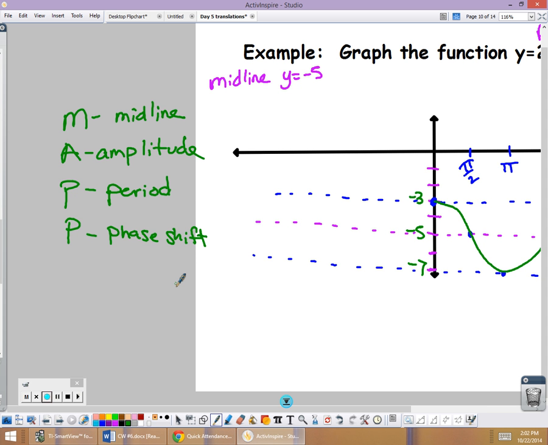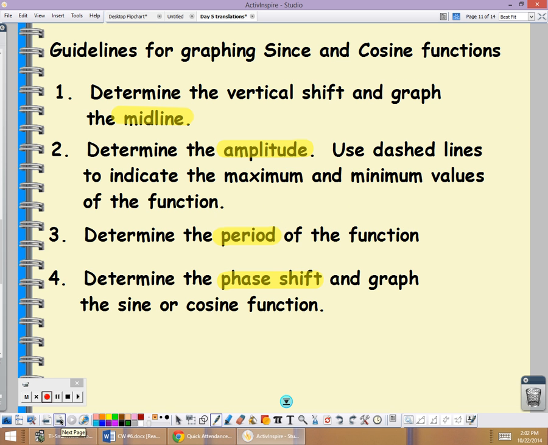Why would we start low? If there was a negative out in front, there was a reflection. Good. So we need to identify all 4 of these things, and that's basically what the next slide is showing. Midline, amplitude, period, phase shift. I highlighted just the keywords.